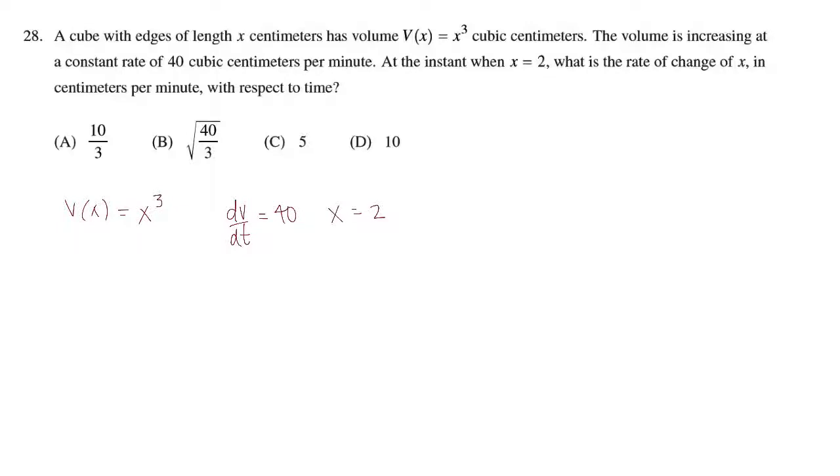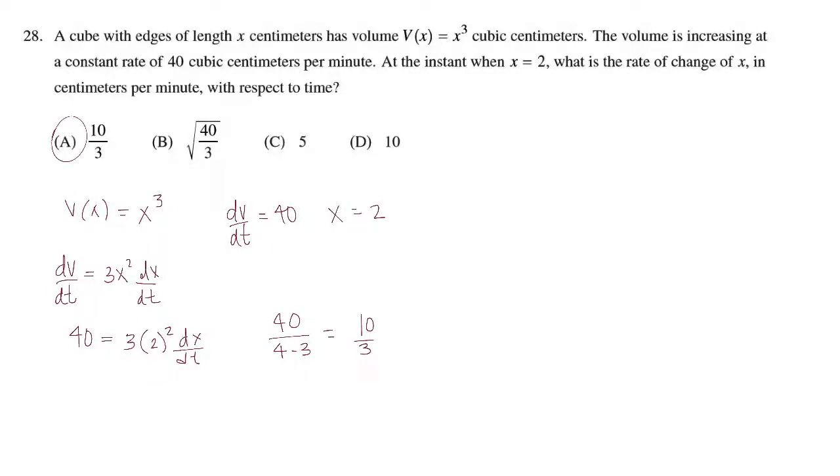Okay, so we've got dV/dt equals 3x squared dx/dt. And let's plug in. So I have 40 equals 3 times 2 squared dx/dt. So it looks like we're going to have 40 over 4 times 3. So it looks like we're going to have 10/3, or answer choice A.